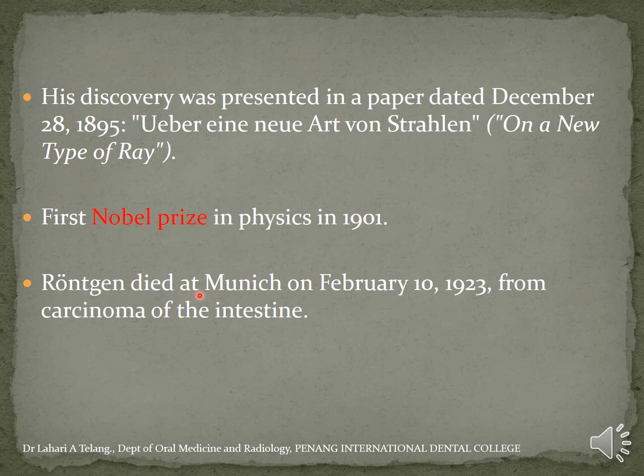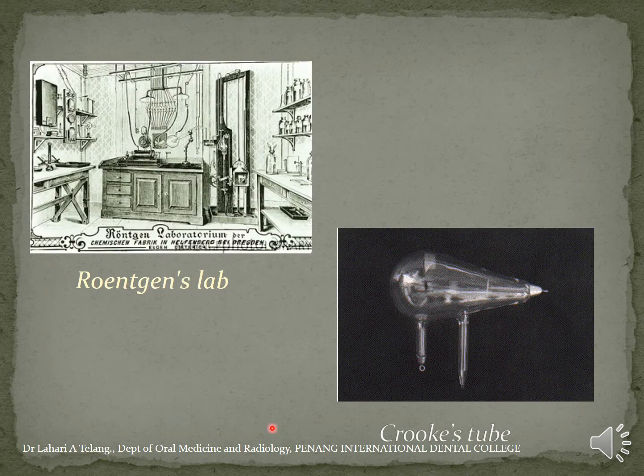Sadly, Röntgen died at Munich on February 10, 1923 from carcinoma of intestine. Little did he know that the X-rays actually were harmful and had side effects which led to him developing cancer of the intestine. A lot of work has since then been done on X-rays since the discovery was made in 1895, and this is a setup of his room where he was working with X-rays. And this is an example of a Crookes tube, which is a glass tube which had vacuum that could be created with anode and cathode in it.